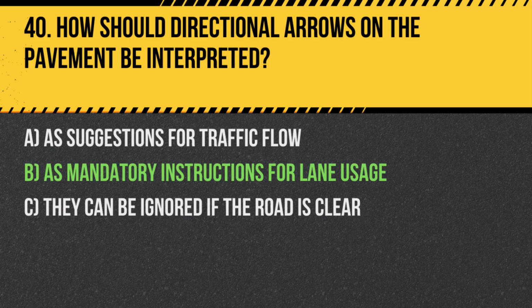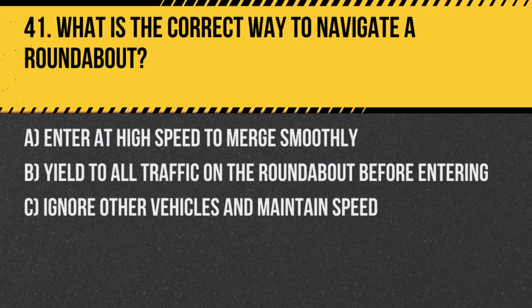Answer. B. As mandatory instructions for lane usage. Directional arrows on the pavement indicate how lanes should be used and must be followed to maintain proper traffic flow and safety. Question 41. What is the correct way to navigate a roundabout?